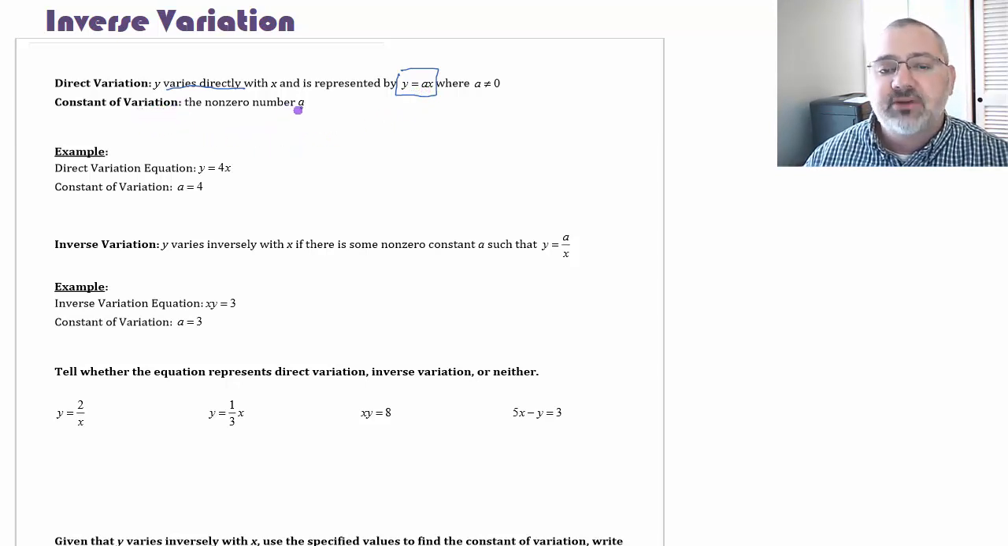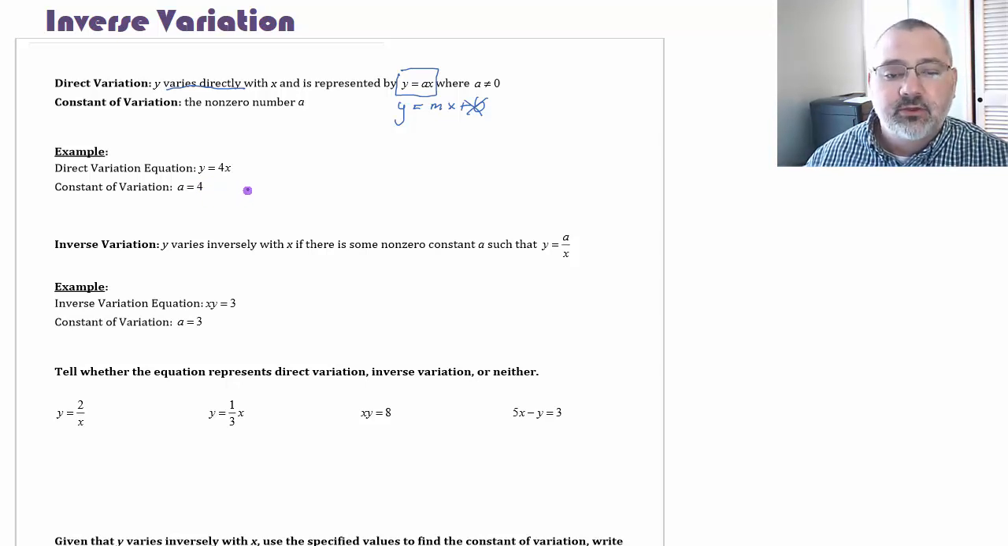It's some non-zero number. If you think about this, this looks like an equation of a line. y equals mx plus b, except there is no b, or our b is a y-intercept at the origin. So this is really a linear equation. y equals some number times x is direct variation, and you've seen that before. So for example, if we have the direct variation equation y equals 4x, the constant of variation is 4.